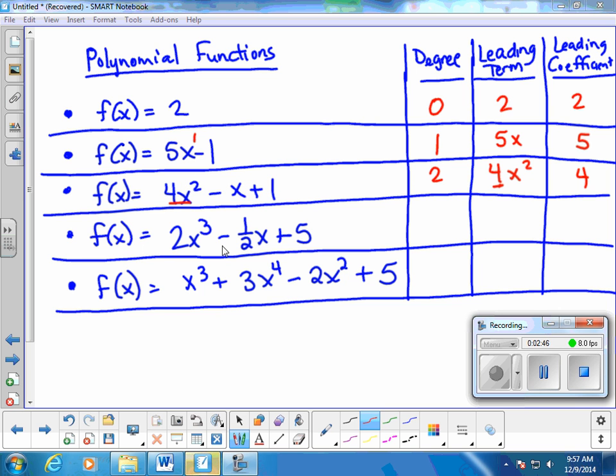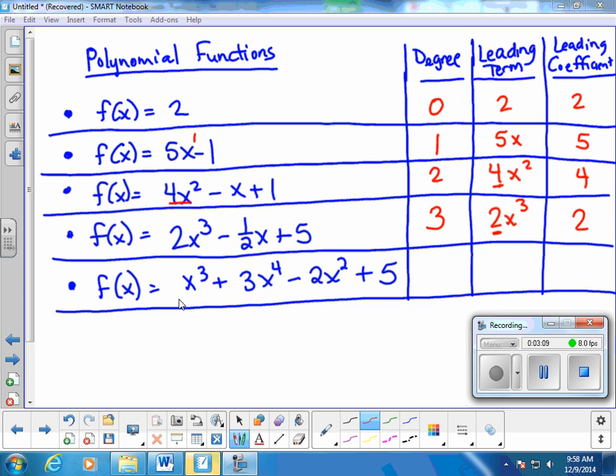The name of this function would be a cubic function because the highest exponent in it is to the third power. So the degree is going to be 3, and our leading term, the term with the highest exponent, is going to be 2x to the third, and the leading coefficient is going to be 2. And we have our last one.